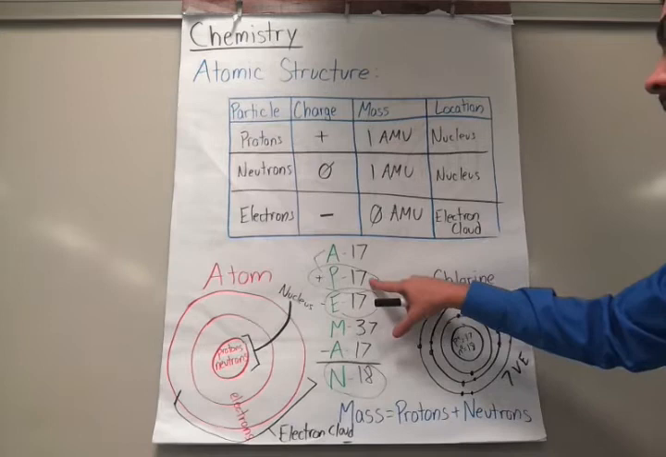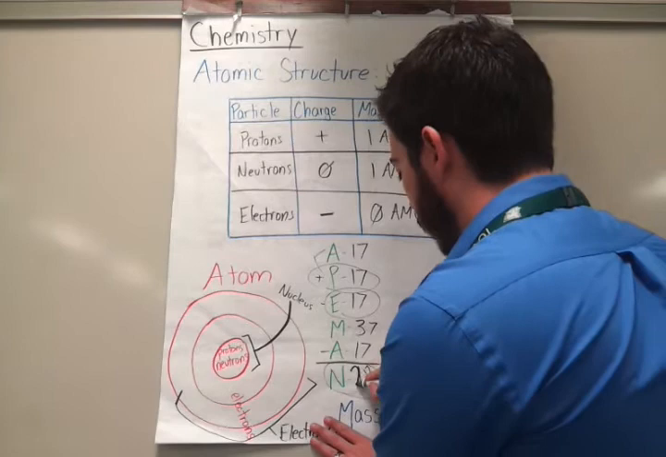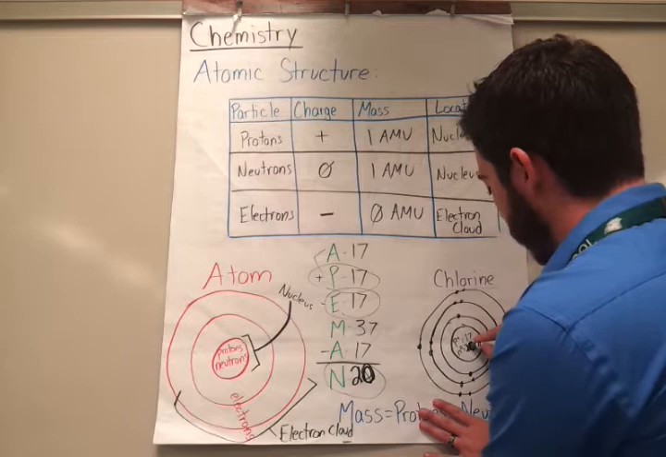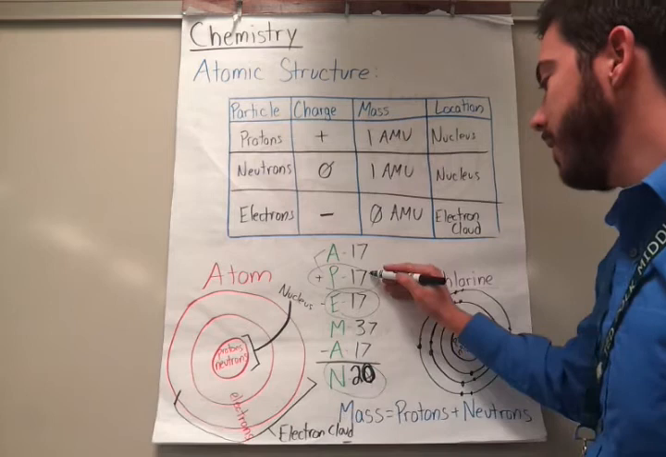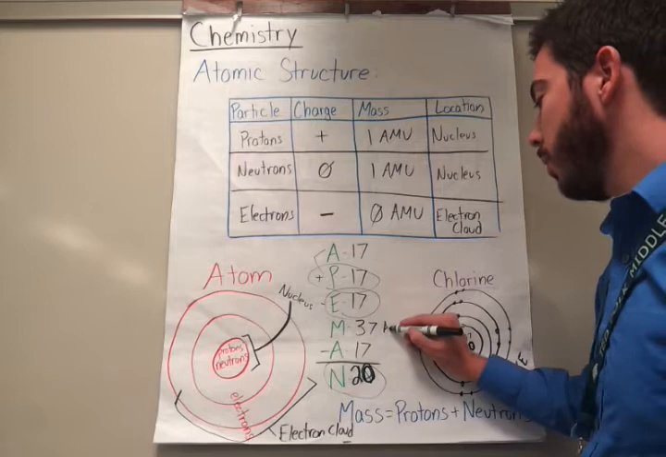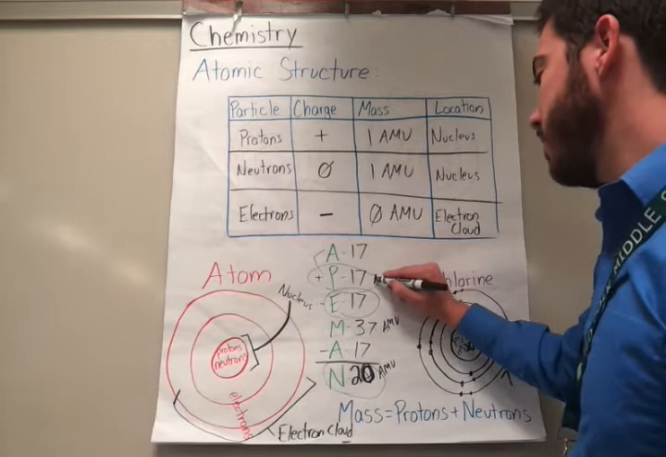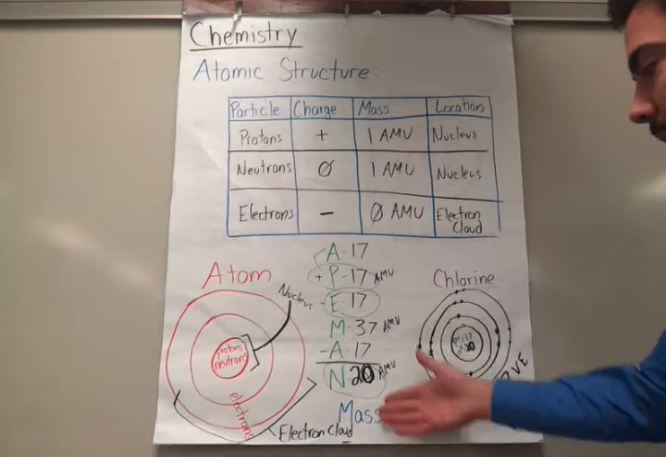Ooh, I made a mistake. Excuse me. 20, that was a mistake. Sorry. 20 neutrons. And so if you add 20 neutrons plus 17 protons, that will give you a mass of 37 amu. 20 amu comes from neutrons. 17 amu comes from protons. So we're just basically doing this backwards. That's it for atomic structure.